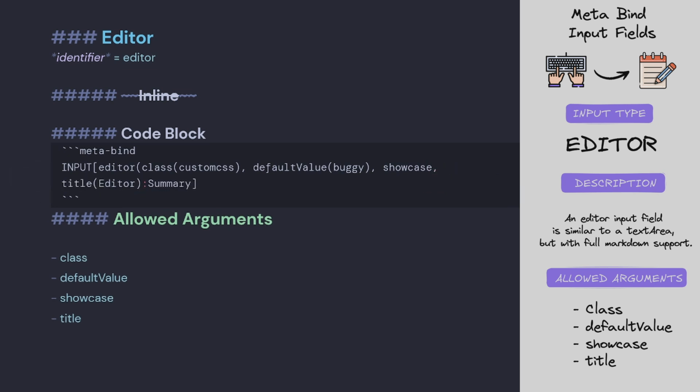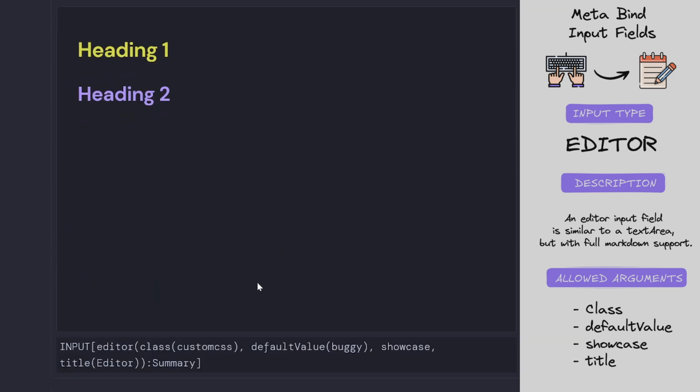Now we can see that we have a syntax error here. So we need to have a look to see if we can fix that. We probably just need another curly bracket, and that closes our syntax. So now we have a valid code block, and we can see that we are showcasing our input field editor. We can potentially add a custom CSS class. The default value is buggy and doesn't work, and our title is editor.